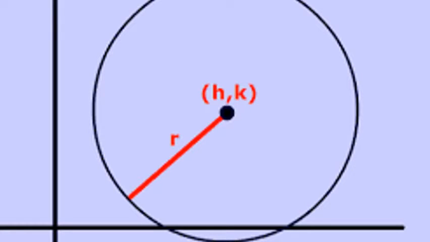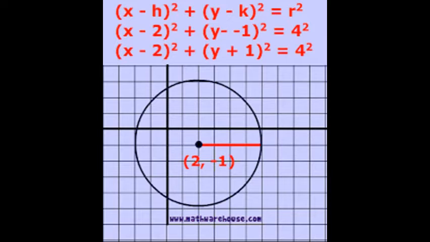Now, equation of a circle: we have our h, k, and r is our radius. This helps us find the equation of a circle: (x minus h) squared plus (y minus k) squared equals r squared. Here's an example of it being plugged in. When you plug in a -1, it's minus -1, so that's how you end up with y plus 1 squared.